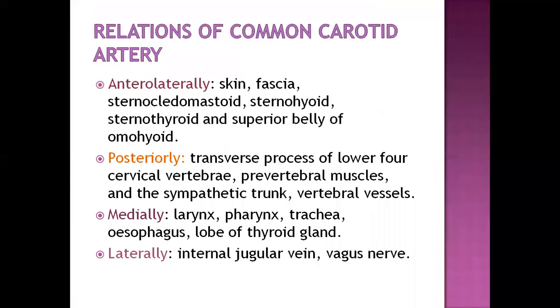So what are the relations? Anterolaterally, we have skin, fascia, anterior border of the sternocleidomastoid, sternohyoid and sternothyroid, and the superior belly of the omohyoid. So these are the anterolateral relations. Posteriorly, we have the transverse processes of the lower four cervical vertebrae, prevertebral muscles, the sympathetic trunk and the vertebral vessels.